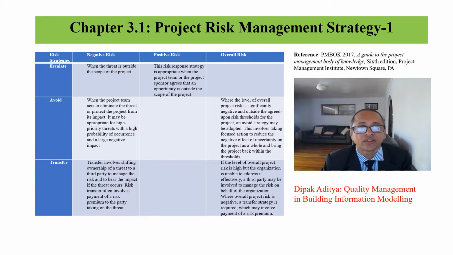Risk strategies for negative risk, positive risk, and overall risk. For both negative and positive risk, it can be escalated to upper management. For negative risk, it is escalated when the threat is outside the scope. For positive risk, it is escalated when the project sponsor agrees. Avoidance and transfers are strategies for negative and overall risk. Avoidance is mainly to eliminate the threat. Transfer involves shifting the responsibility, often involves payment.